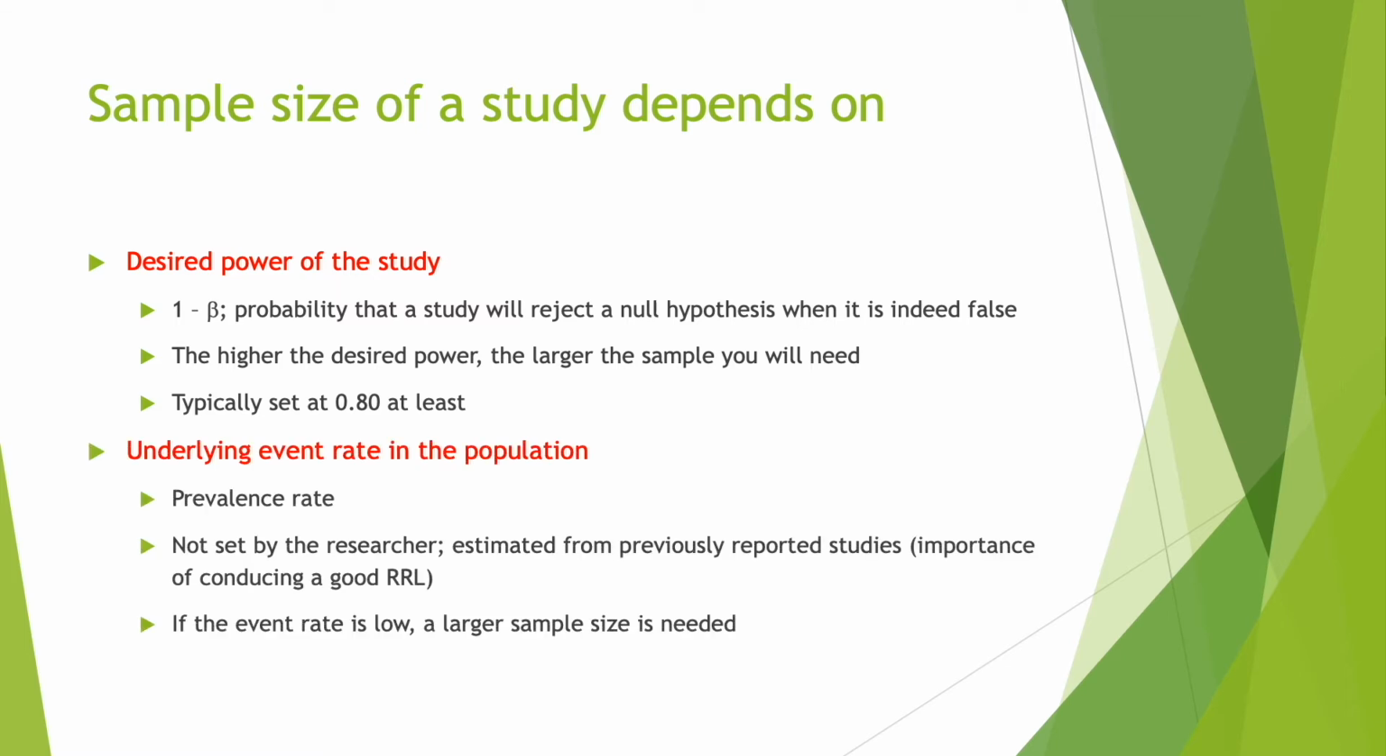Now, the underlying event rate in the population, or simply the prevalence rate, also dictates how large the sample size will be. This prevalence rate is not set by the researcher, but rather is estimated from previously reported studies. Basically, if the event rate or prevalence rate is low, you will need a larger sample size to be able to derive any meaningful results from your study.